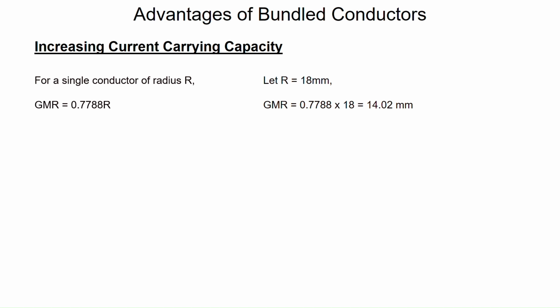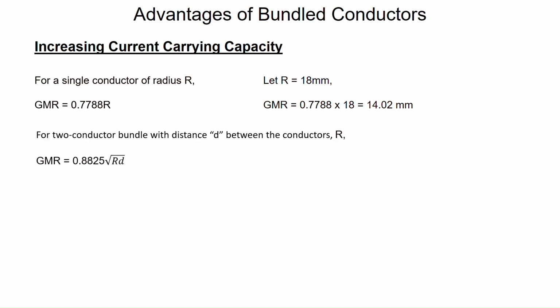First, we will take two conductors in a bundled conductor. For two conductors bundled with distance d between the conductors and radius r, we can take the same radius as the above conductor, that is r is equal to 18 mm. GMR for two bundled conductors is equal to 0.8825 under root of r into d.